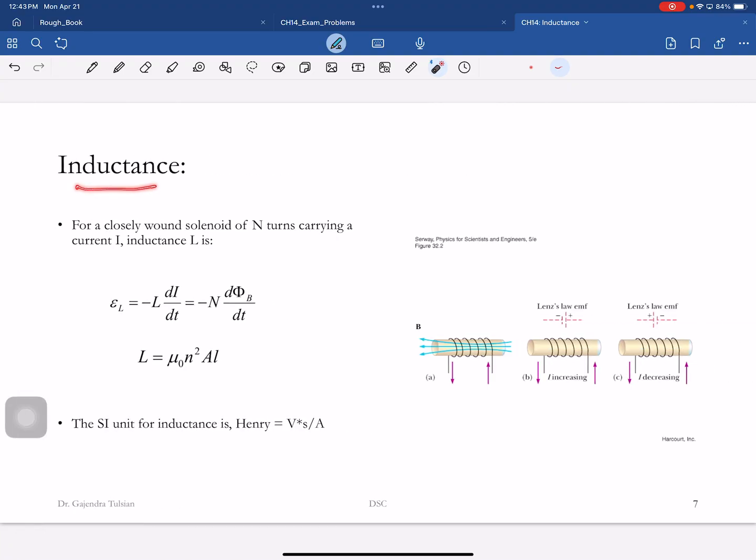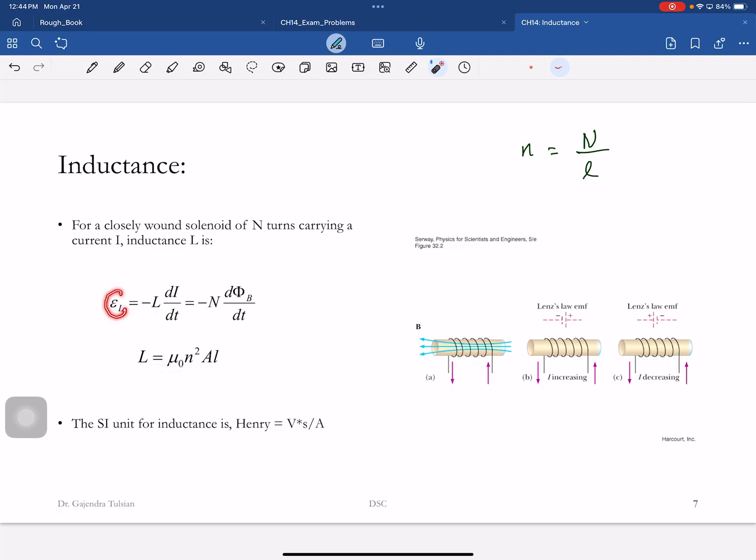So that's called inductance. For a closely wound solenoid of n turns, the inductance is mu naught, the permeability of free space, times n, the number of turns per unit length, times l, the length of the inductor, times A, the area of cross-section of the inductor. So this is the volume of the inductor. That's the inductance of this coil.